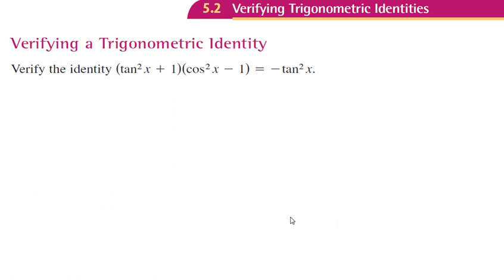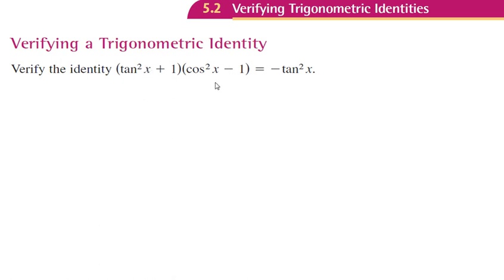Let's go ahead and verify this identity. Tangent squared of x plus 1 times the quantity cosine squared of x minus 1, is that equal to negative tangent squared of x? Well, it seems that we would just multiply this binomial by that binomial.